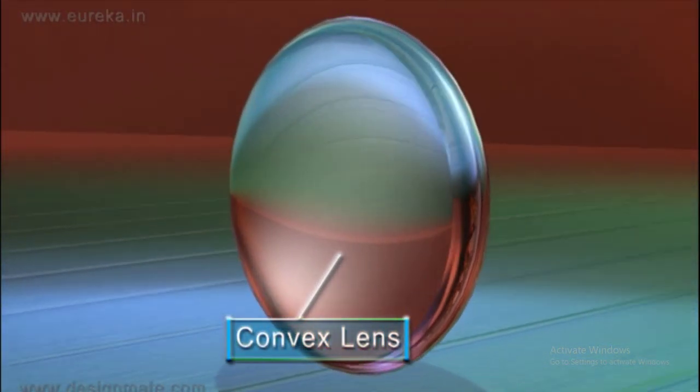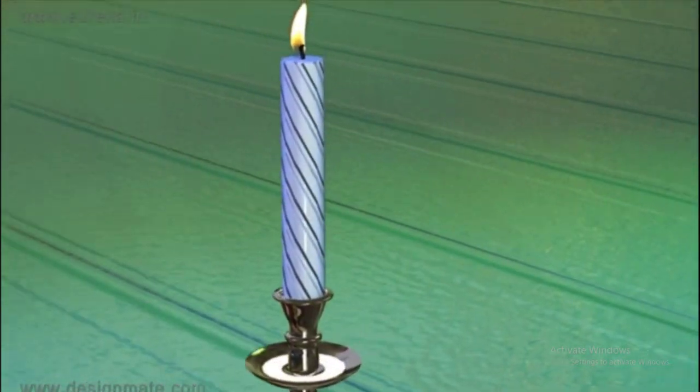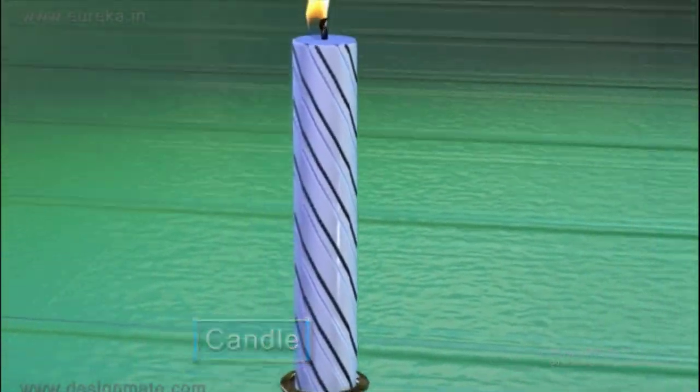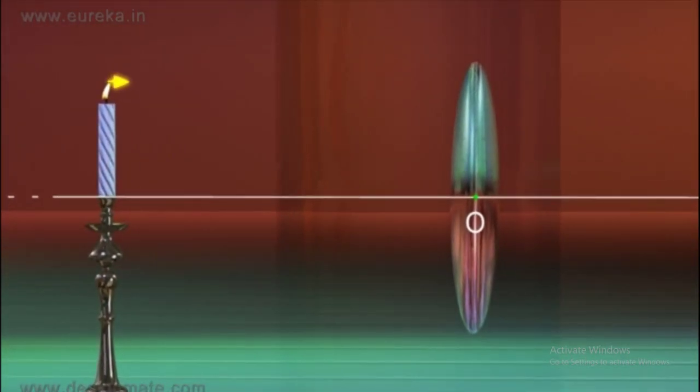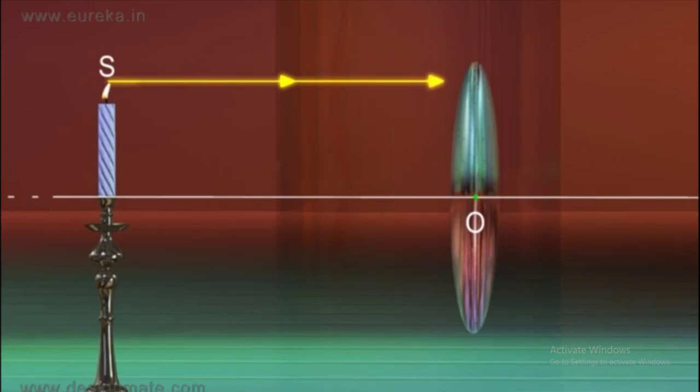For the sake of simplicity in studying the images formed by a convex lens, we will use a linear object like a candle kept perpendicular to the principal axis of the lens. Consider the ray emitted from the top S of the candle traveling parallel to the principal axis of the lens. It reaches the lens at point P and then deviates to pass through the focal point F of the lens.